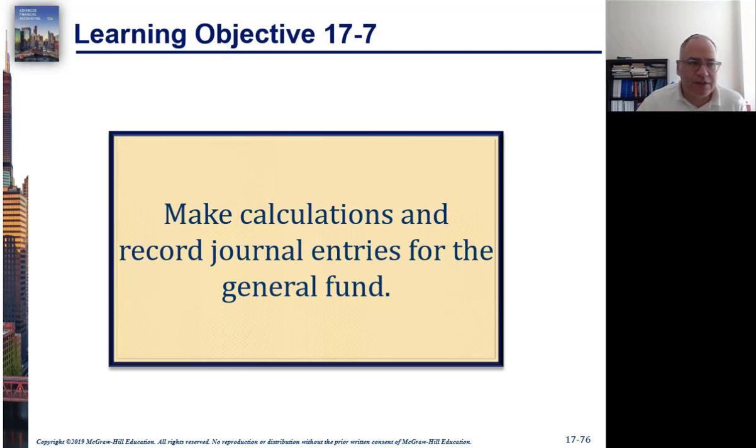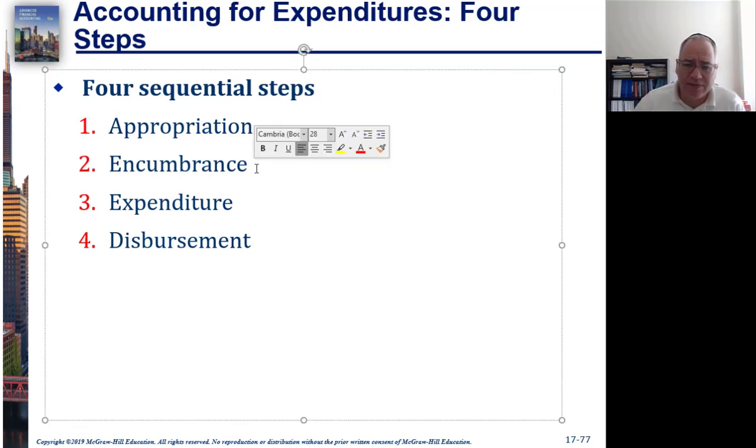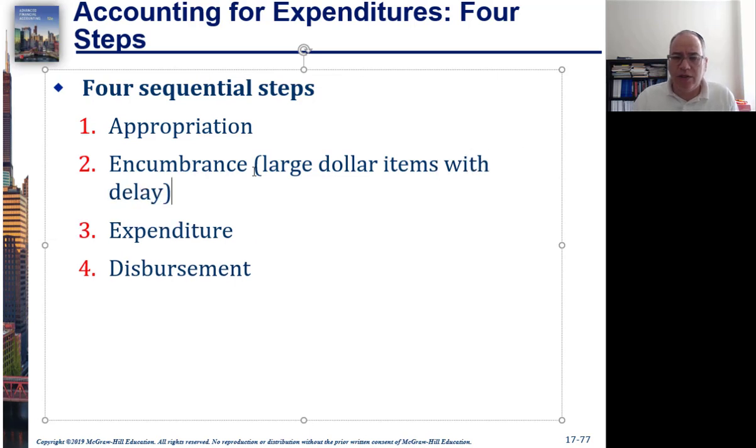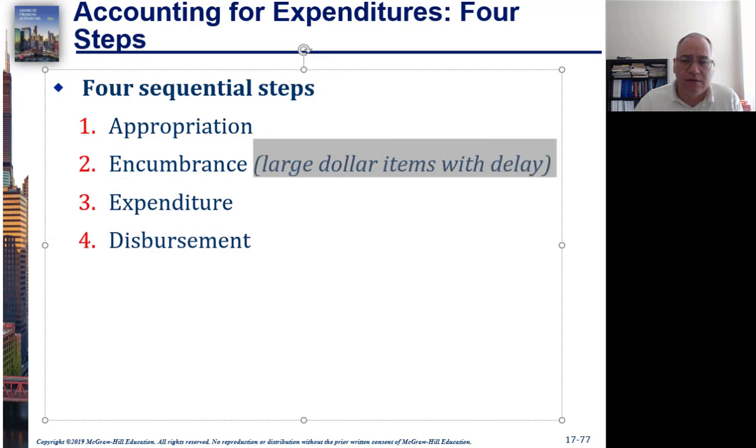Learning Objective 17-7 is to make calculations and record journal entries for the general fund. And we previously said there are 4 steps here: appropriation, encumbrance, expenditure, and disbursement. Not all of them are going to have encumbrance. Encumbrance would only be for large dollar items with delay. Those would be the only items that are going to have an encumbrance. Otherwise, they would not.